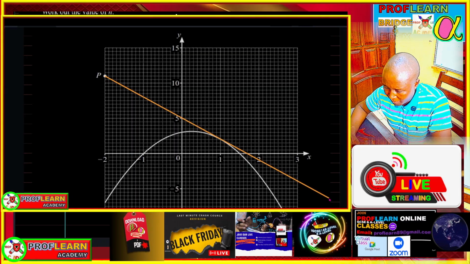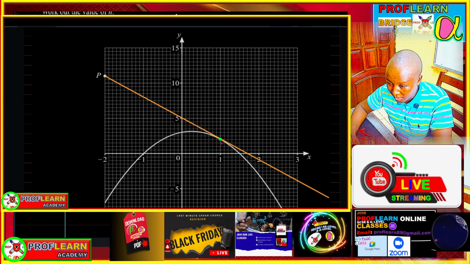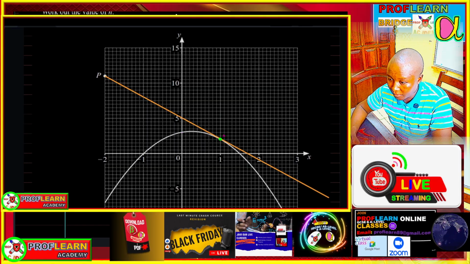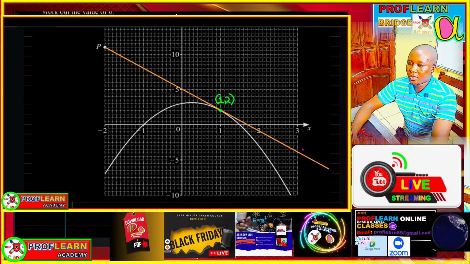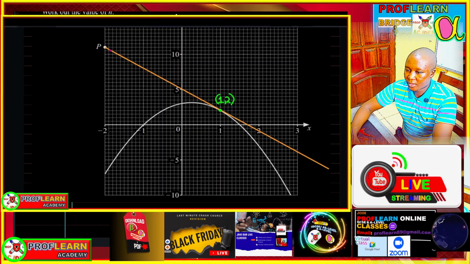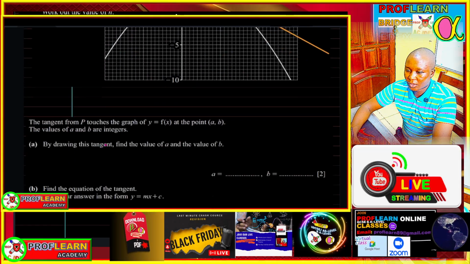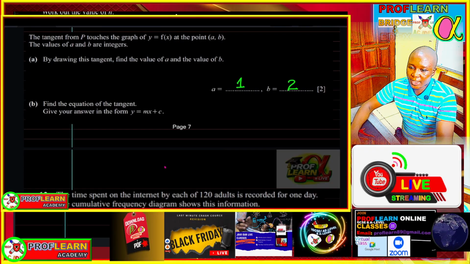If you can read it properly, let me adjust it. This is the point, and you can see that it is 1, 2. This point is basically 1, 2. So that is the point. a is 1 and b is going to be 2. So that is exactly what we are supposed to do. So this is 1 and 2. Next question, find the equation of the tangent.